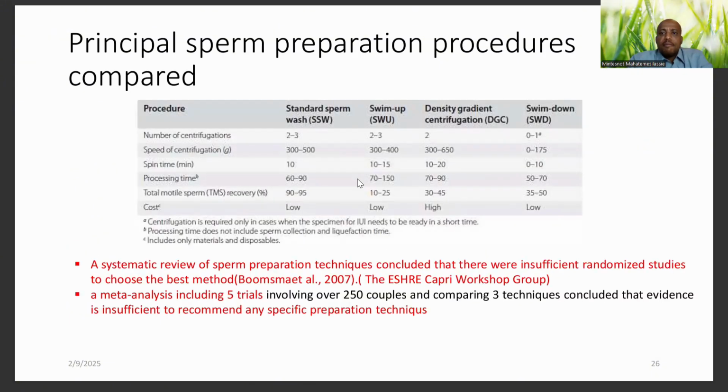Which technique has a high success rate? Both systematic review and meta-analysis have shown all the three methods are equally effective. So whatever method is convenient for you, you can practice it. As a beginner, standard sperm washing could be enough. In most fertility centers, swim up techniques are used. For those who have recurrent pregnancy loss, we may use the combination of swim up and density gradient.